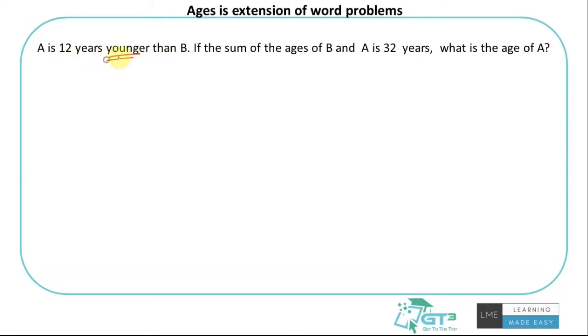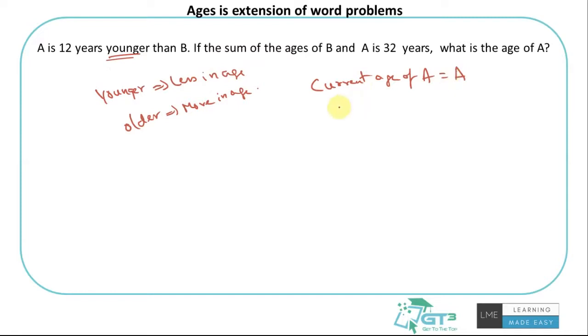Younger basically means A's age is less than B, right? Older is basically more in the age. So younger means less in age, and older means more in age. So let's assume that the current age of A is A and the current age of B is B. These are the variables I took, like A years and B years, or I can take X years and Y years as well. That's fine. You'll get the same thing, nothing different.